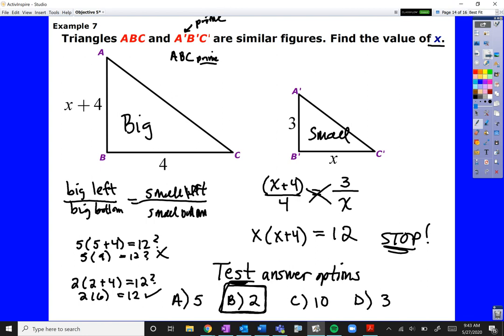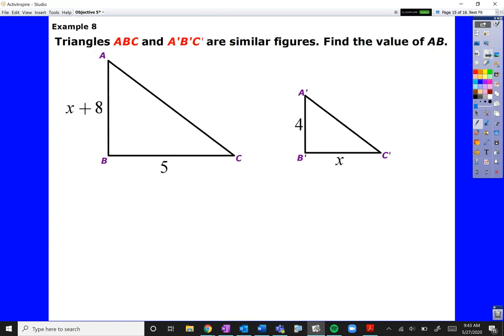Now, the only difference between 7 and 8 is that instead of simply asking you to find x, in the end, in number 8, it's asking you to find the length of the side. You will need x, but then make sure you just take it the little step further, because it's asking you to find the value of AB, which is this distance here. So we're definitely going to need x, but then we just got to make sure that we add 8 to it, because we're really trying to find AB.